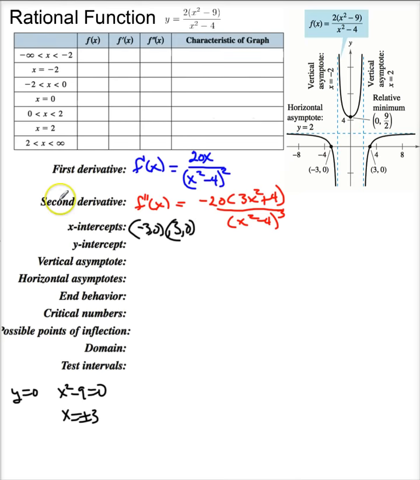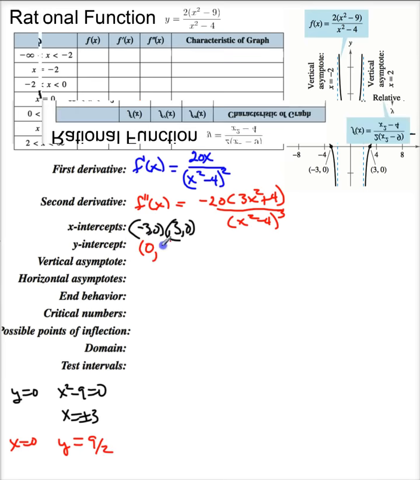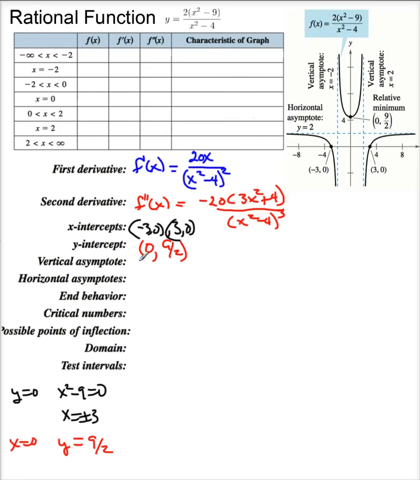Now let's look at the y-intercepts. The y-intercepts occur when x is 0. So when x is 0, what does y equal? Well, that's 9 times 2 divided by 4, or 9 halves. So the y-intercepts occur at the point 0, 9 halves.